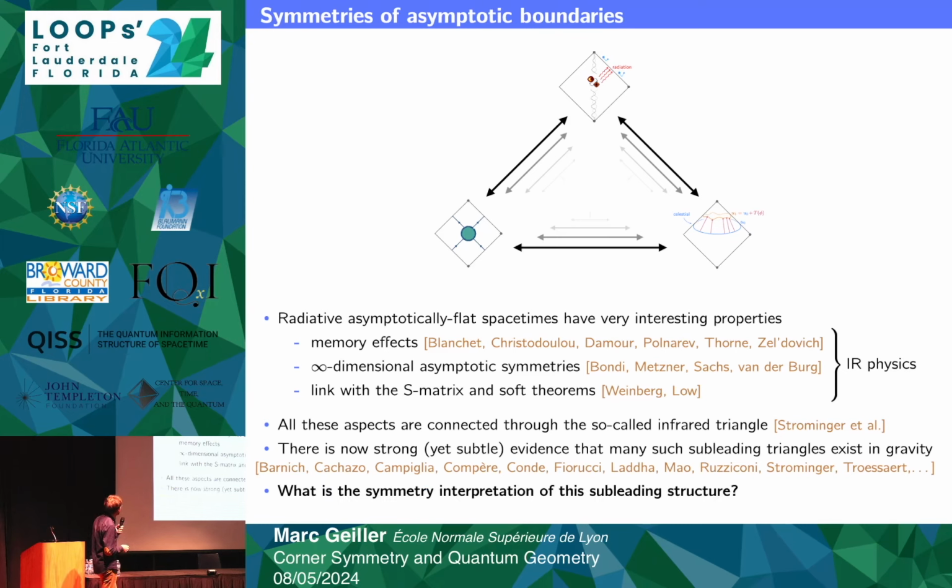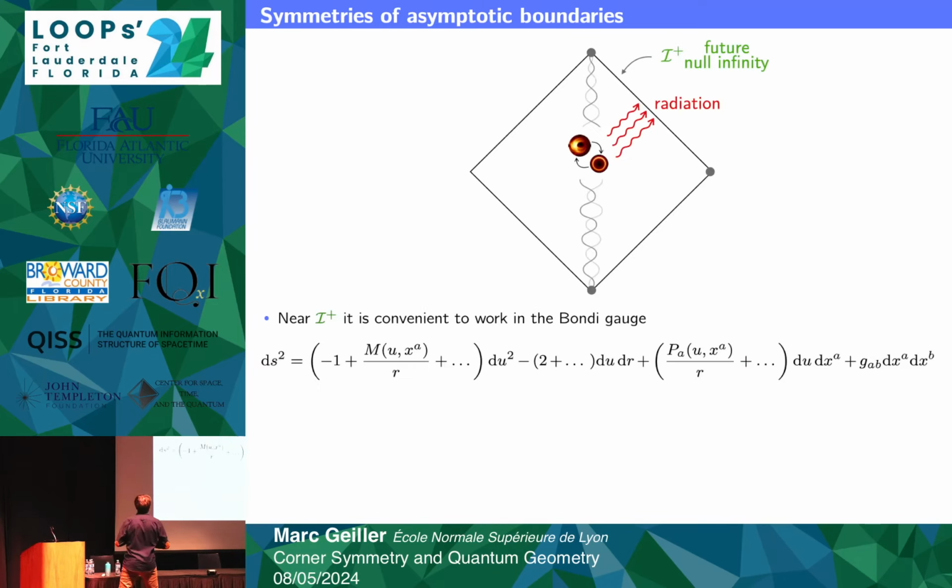So the question we want to ask is, what is the symmetry interpretation of this subleading structure? If there's an infinite amount of subleading structure here, an infinite amount of memory effects here, is there enough symmetry to actually support these subleading infrared triangles? So this is what I will try to describe in the remaining 10 minutes.